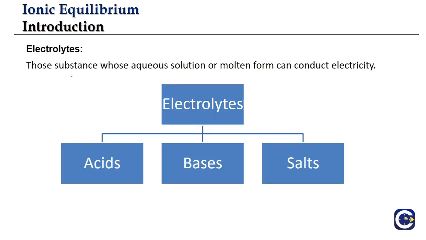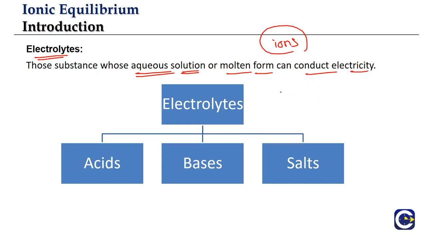Electrolytes are substances that, either in aqueous solution, where they are dissolved in water, or in the molten form, will be able to produce ions. And these ions can conduct electricity.